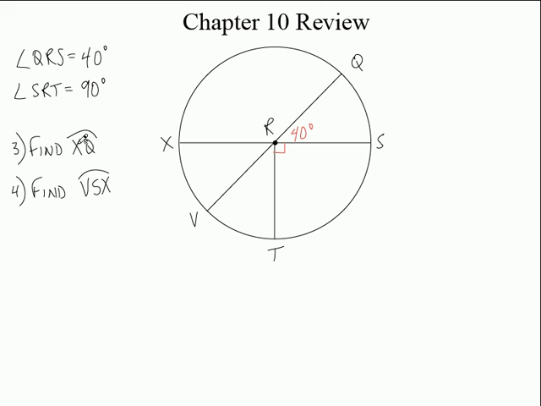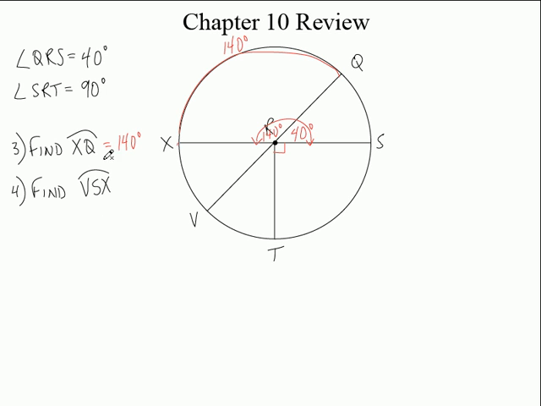First question says find arc XQ. Well, arc XQ goes from here to here. You get the idea. And that's what we want to find. Remember, these are central angles. The central angle is equal to the arc that it cuts off. So if I find this angle right here, XRQ, then I know this arc is going to be the exact same measure. So how do we do that? Well, they give this as 40 degrees. From here to here is 180. So it's 180 minus 40. 180 minus 40 is 140. So if this angle is 140, this arc right here is going to be 140 as well. So arc XQ is 140 degrees.